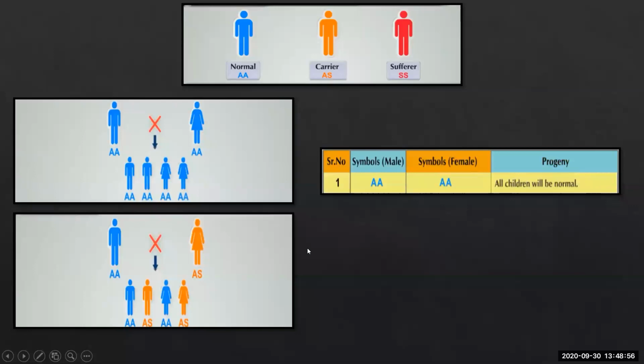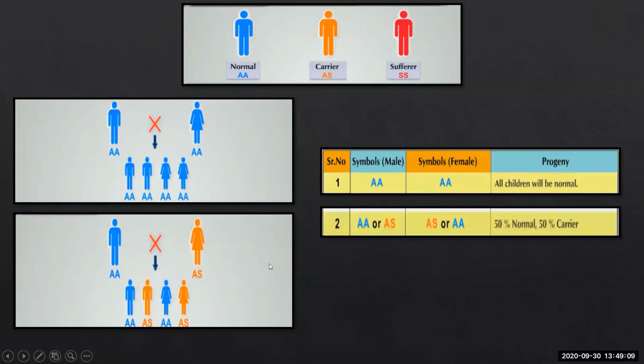And if one parent is normal and the other is a carrier, AS is carrier, then the progeny will be 50% normal and 50% carrier. So if there are two children, then one of the children is normal and the second child will be the carrier. So the child will be 50% normal and 50% carrier progeny.